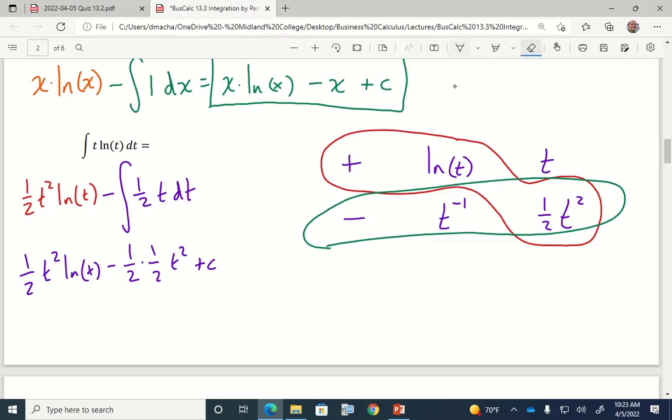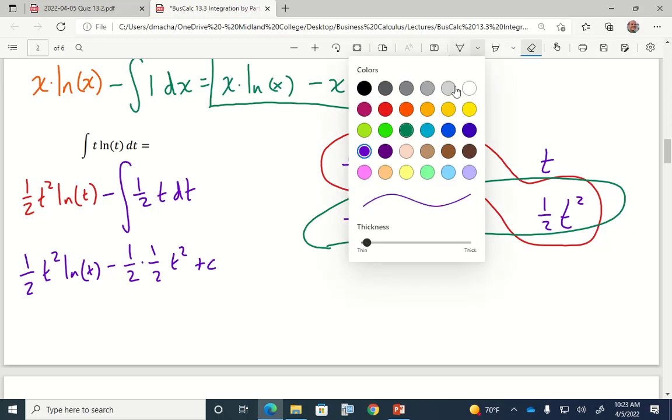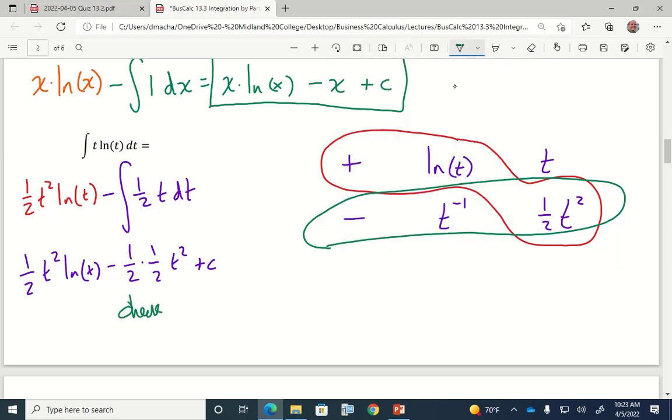And I'm curious whether or not this will work if we decide to check by taking the derivative. So my derivative power rule for the first term says this is going to be 1/2 of f prime g, so 2t natural log t, plus 1/2 f g prime, t squared times 1 over t, minus 1/2 times 1/2 is 1/4, and then my derivative power rule says that t squared is going to become times 2t, and the derivative of the constant is 0.